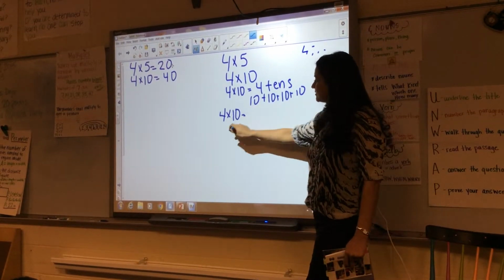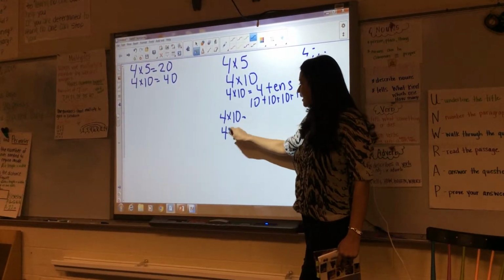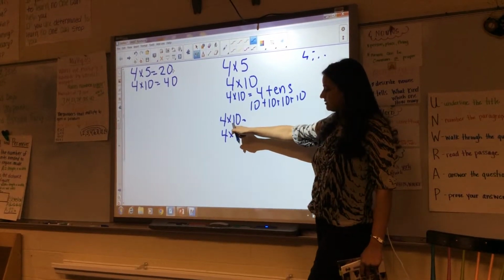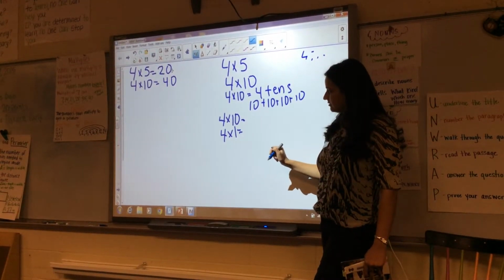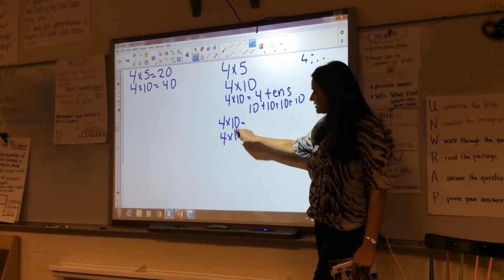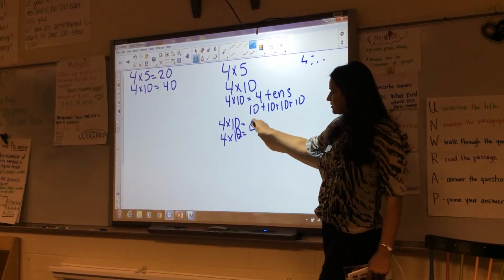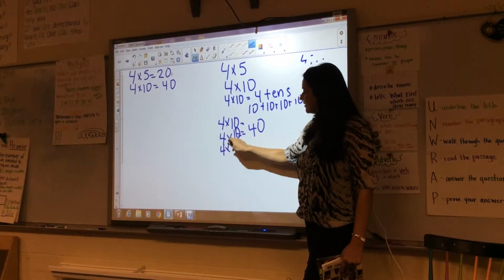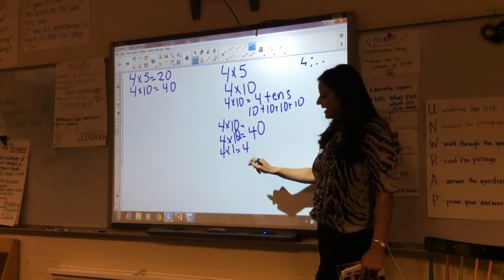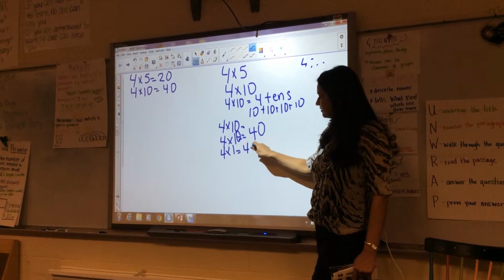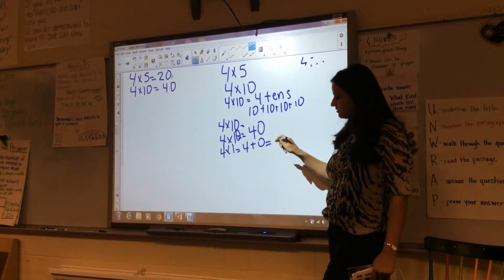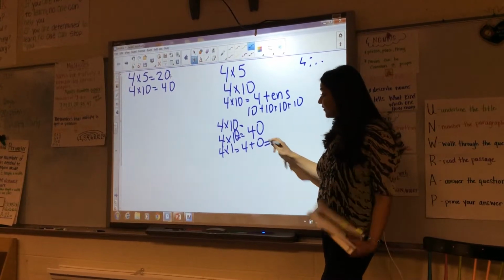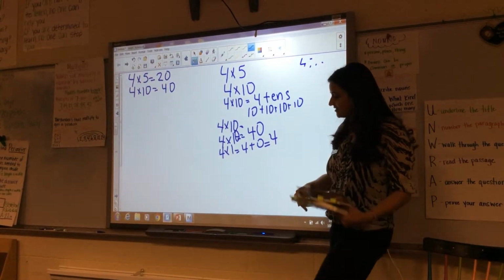Okay, so 4 times 1. Where's your 1 in this problem? So is that really a 1? I mean 10. So it's really 4 times 10 equals 40. When you're saying 4 times 1, you're giving me a different problem. And then you're saying add the 0. Well, what's 4 plus 0? What's 4 plus 0? 4.